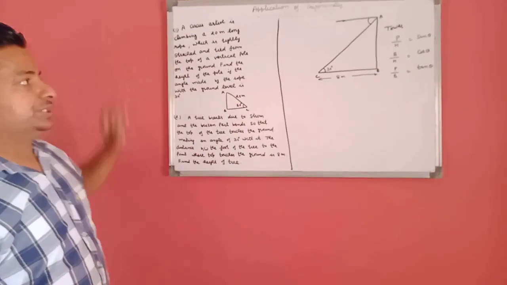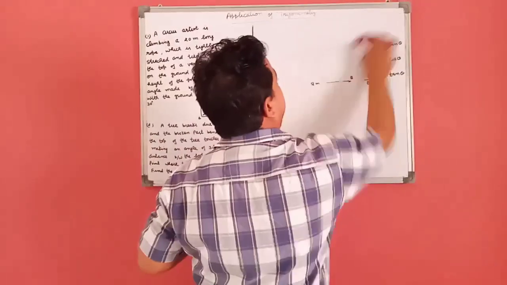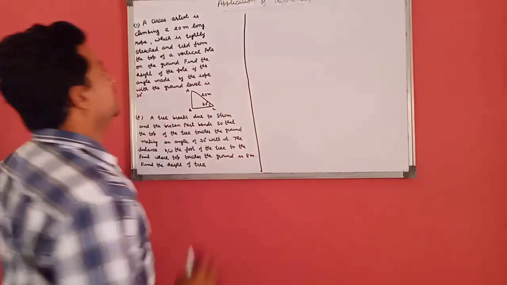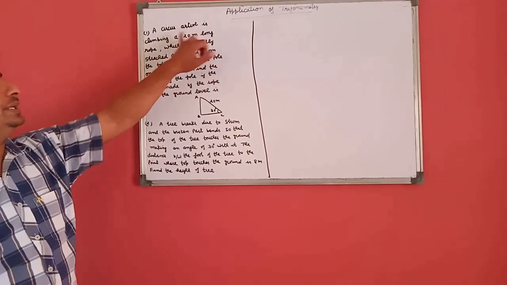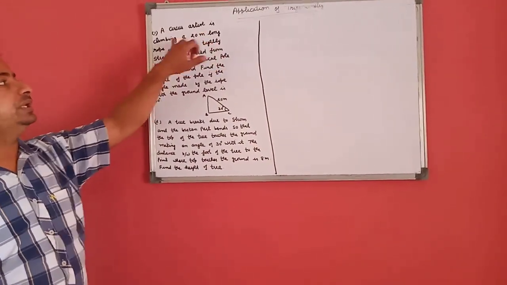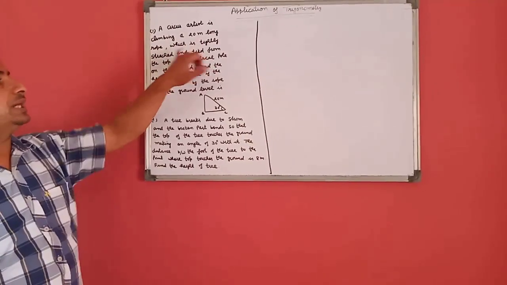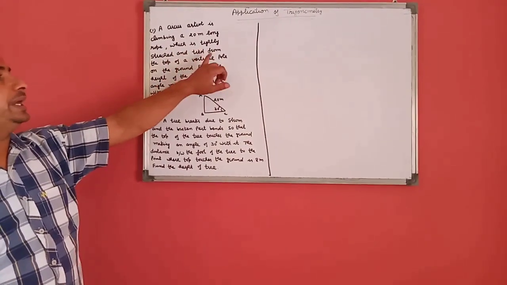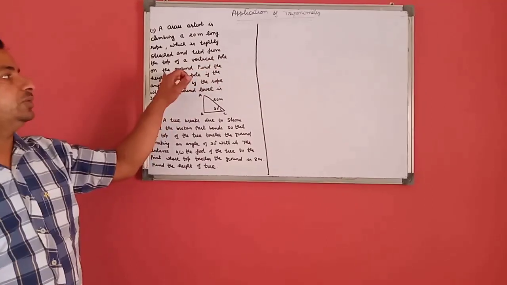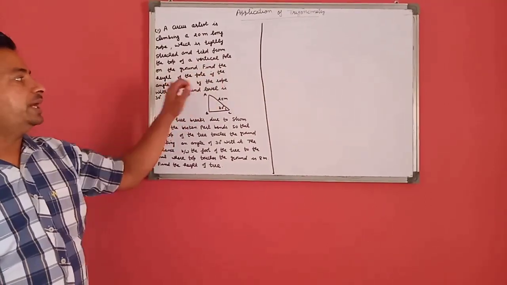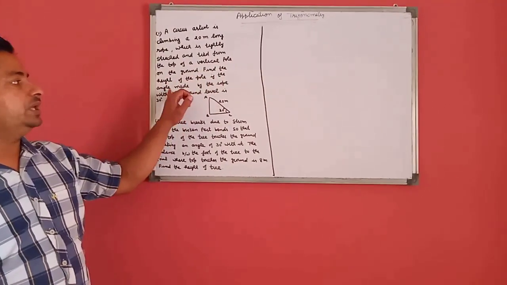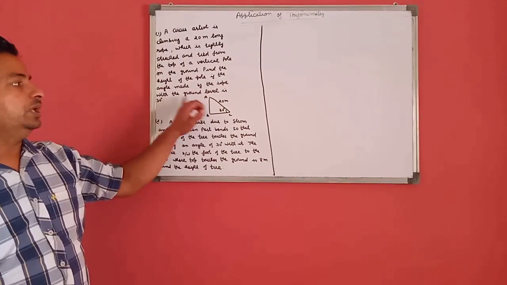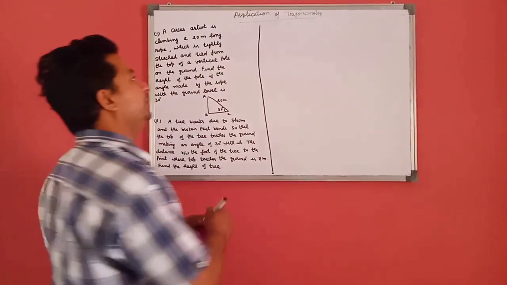We have two questions. The first question is: a circus artist is climbing a 20-meter long rope which is tightly stretched and tied from the top of a vertical pole on the ground. Find the height of the pole if the angle made by the rope with the ground level is 30 degrees.